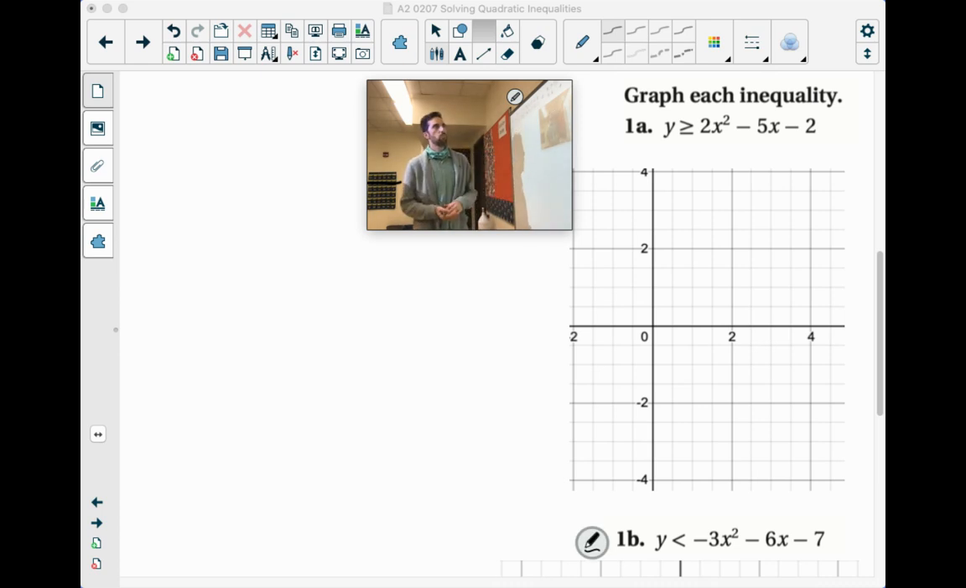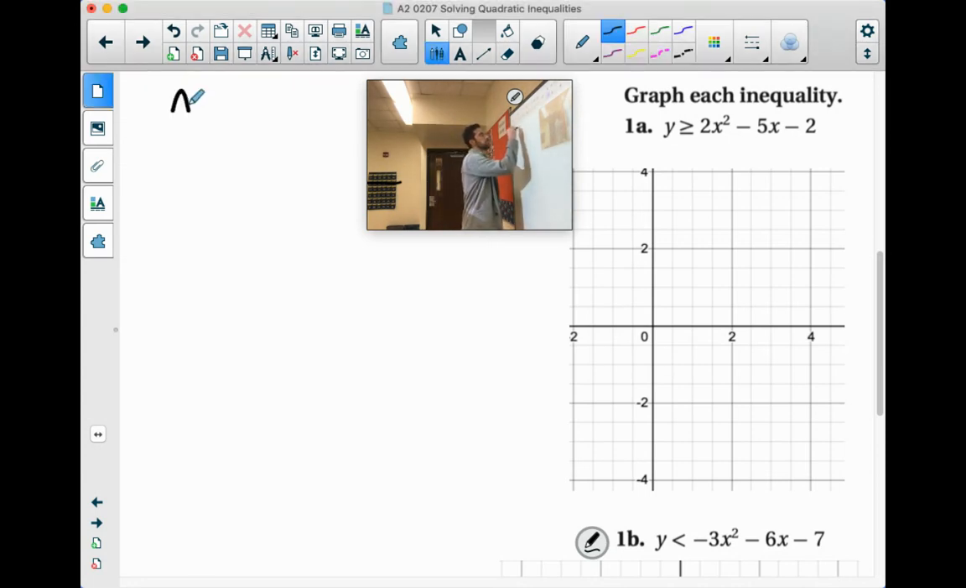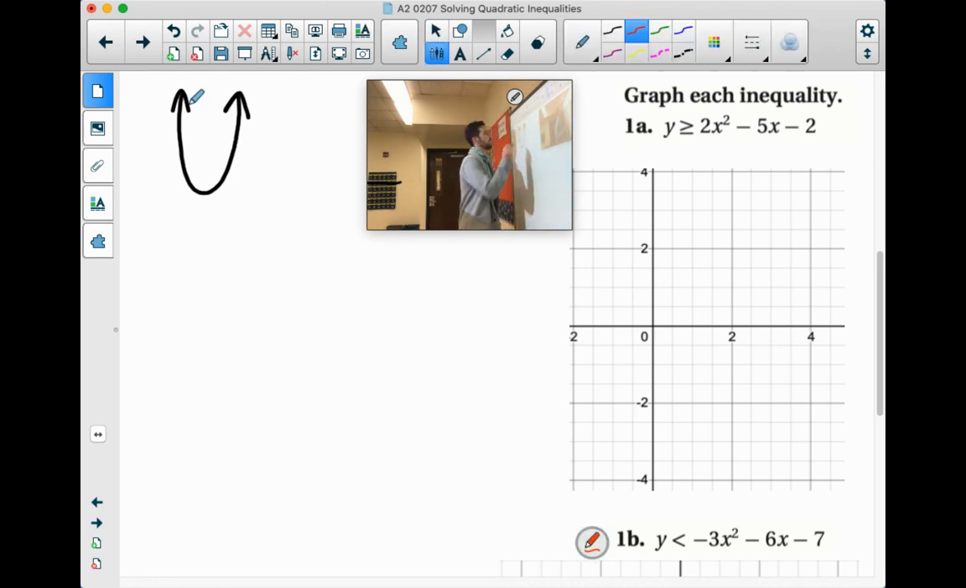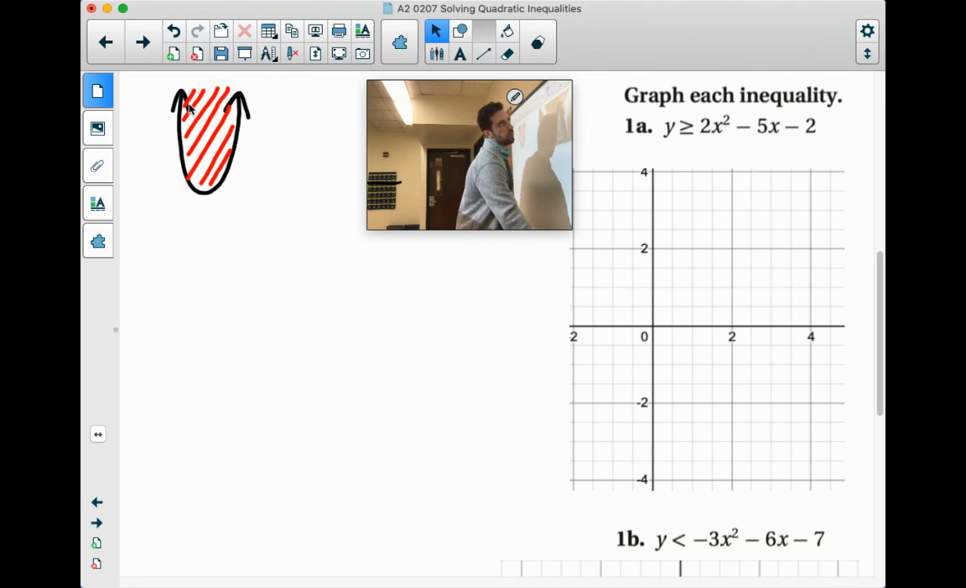Right, so looking at 1A here, we've got a solid line, and A is positive, so you know it's going to be a regular U-shaped parabola, and it's going to be a solid line because it's greater than or equal to. Now, greater than or equal to, you shade above the line, so we're shading above the parabola, which would be all of this stuff. That's going to give us a pretty good prediction of what our graph will look like.